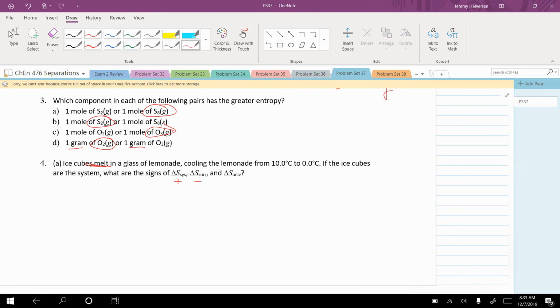And then lastly, the universe. What's the question I'm asking with the universe? Some people like to think, I know that delta S of the universe equals delta S of the system plus delta S of the surroundings. But in this case, that doesn't help because the system is positive and the surroundings is negative. I don't know what that is without having numbers, but you actually do.